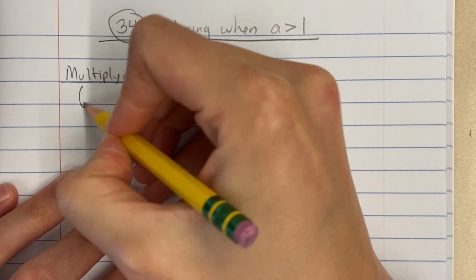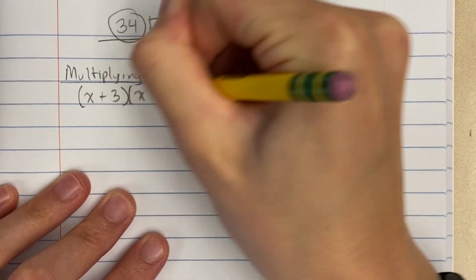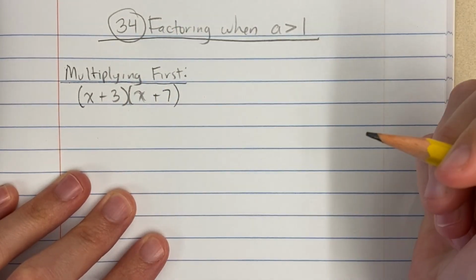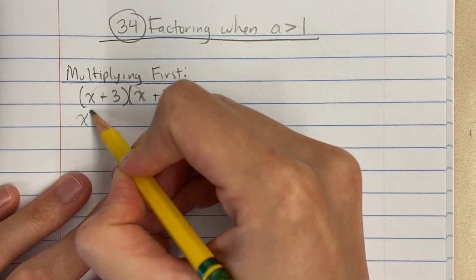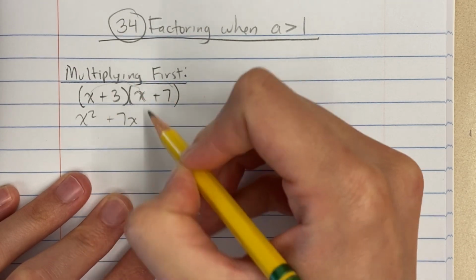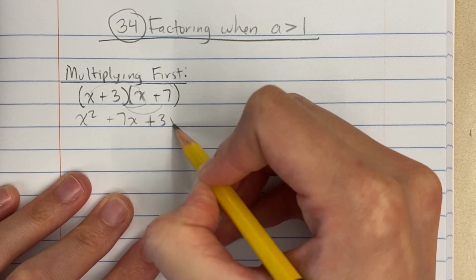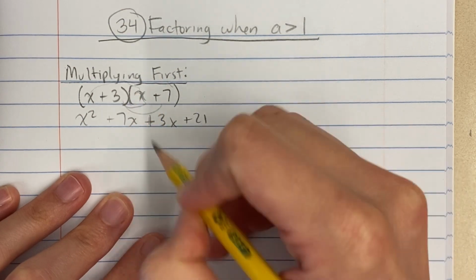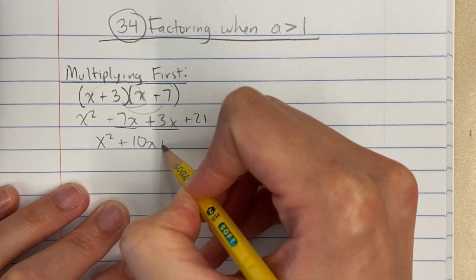So what we've covered so far is when we have multiplication problems like this. Notice that when we do x times x, I get x squared. And then I get this whole deal. This is x times 7 is 7x, 3 times x is 3x, and 3 times 7 is 21. And then I combine these: x squared plus 10x plus 21.